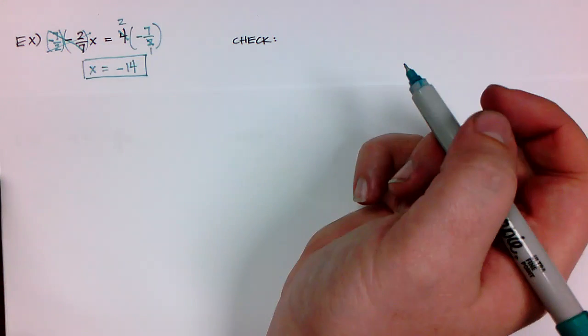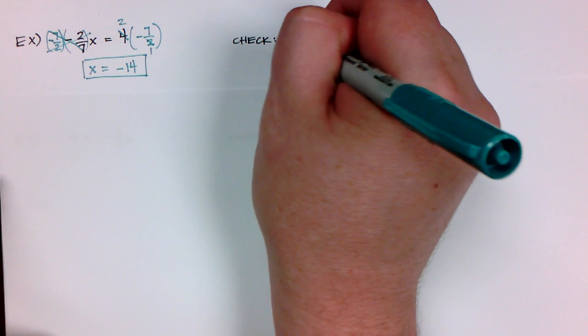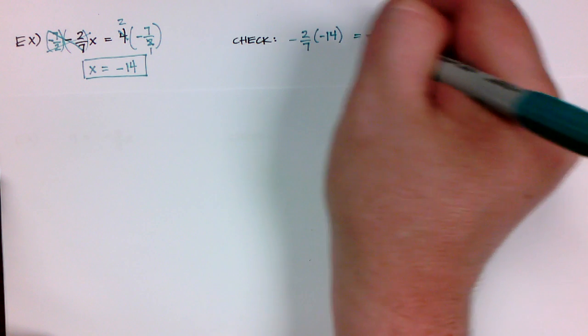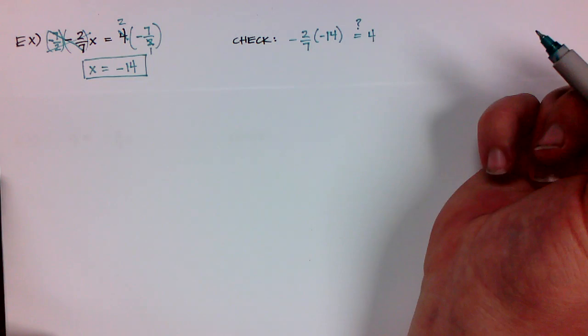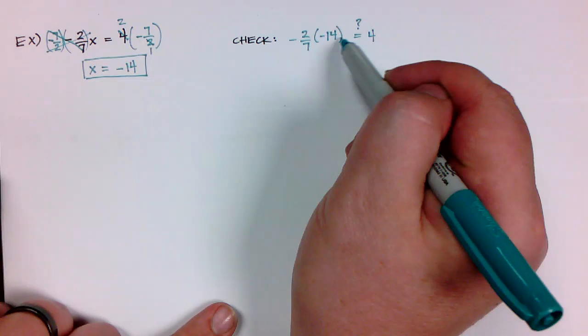So I know I did that work a little quick, but let's go ahead and just check our work. I have negative 2/7 times negative 14. And I want to know, does that equal just the number 4? So I'm going to just do it a different way. I'm not going to do any cross-canceling. I'm going to just multiply straight across.